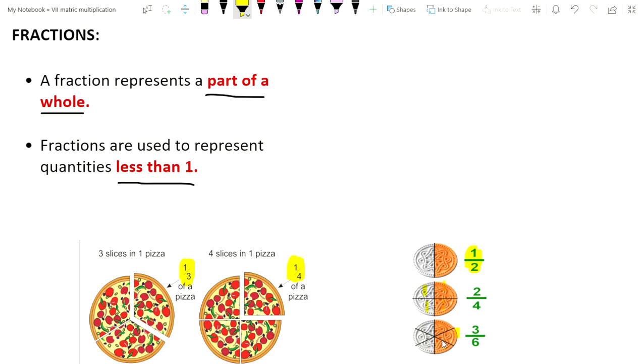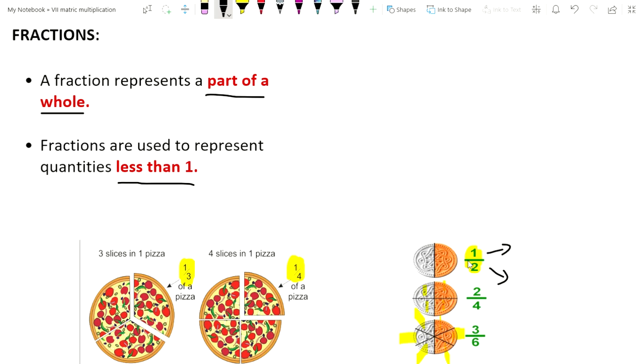See here. Here the biscuit is divided into how many parts? You count it: 1, 2, 3, 4, 5, 6. So 6 parts. Out of 6 I have taken 3 parts. So it represents 3 by 6. Okay, children, what is this? And what is that?